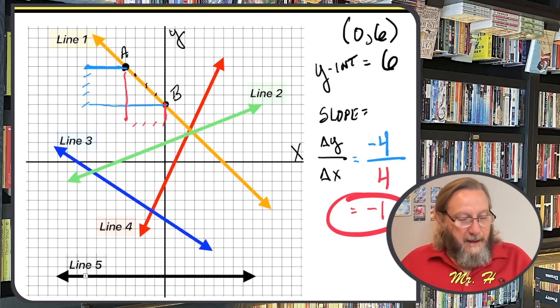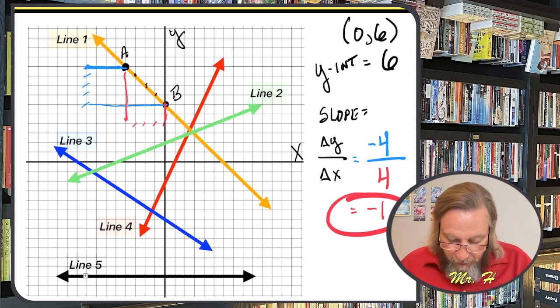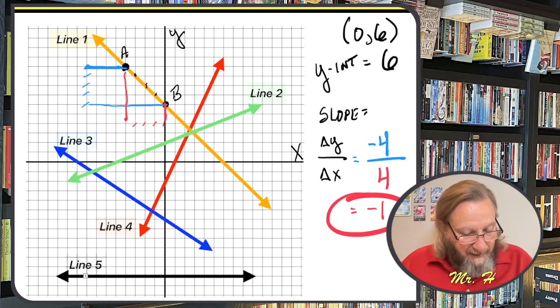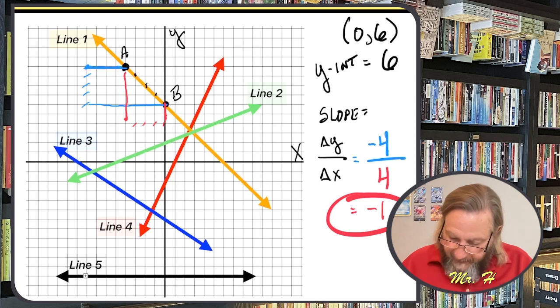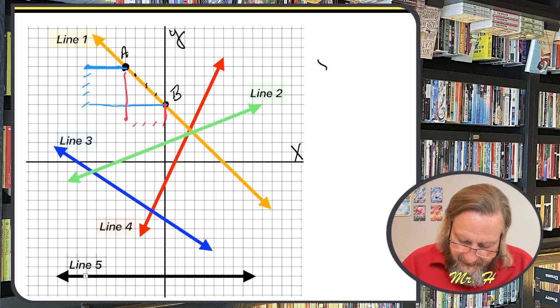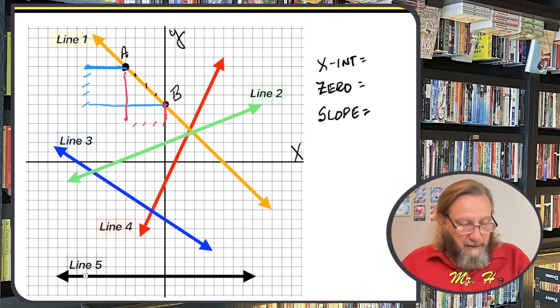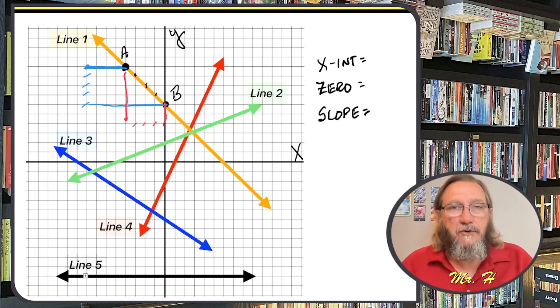Okay? Now, let's move on to line number 2. Line number 2 is the green line. And for the green line, I want you to identify the x-intercept, the 0, and the slope. 3 things on this line. Line number 2, again, that's the green one, and we want to do the x-intercept, the 0, and the slope. Go. Hit the pause button, do your work.